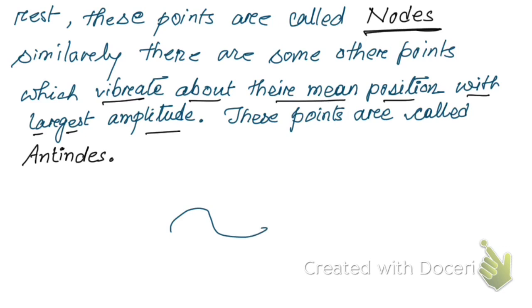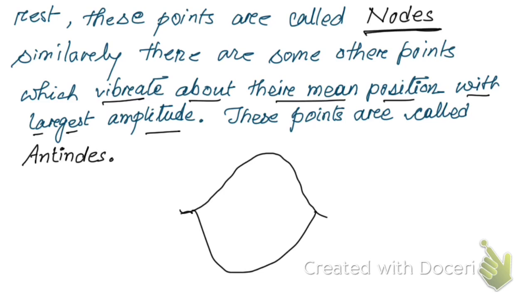When two waves of the same kind travel in opposite directions with the same velocity along the same straight line, after superposition there will be some points which vibrate with maximum amplitude, and there will be some points where the particles of the medium will be permanently at rest. Those are called nodes, and the points which vibrate with the largest amplitude will be called antinodes. Okay, so hope you have understood this.